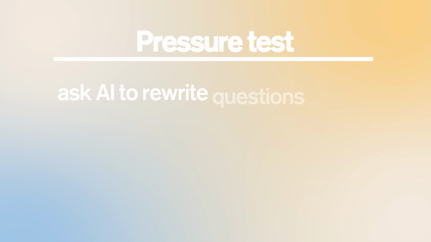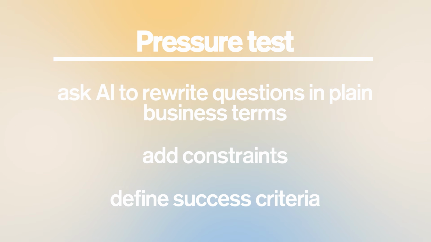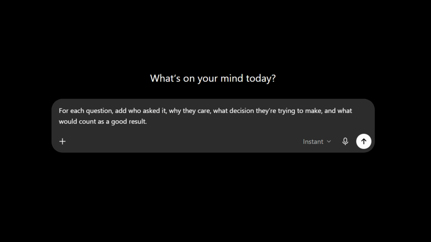And then you want to use AI to pressure test and refine your questions so that they sound like real stakeholder language. Ask it to rewrite each question in plain business terms. Add constraints, and define success criteria. An example prompt for this might look like, for each question, add who asked it, why they care, what decision they're trying to make, and what would count as a good result. And then finalize the questions you're going to work through with your upcoming analysis.